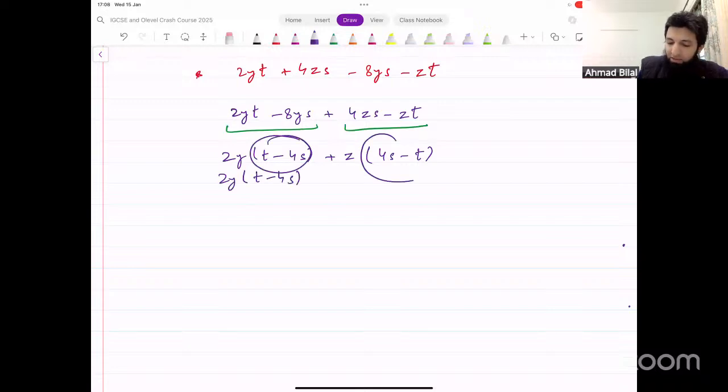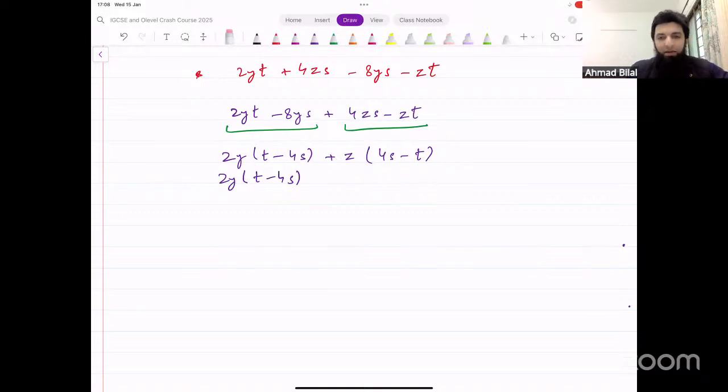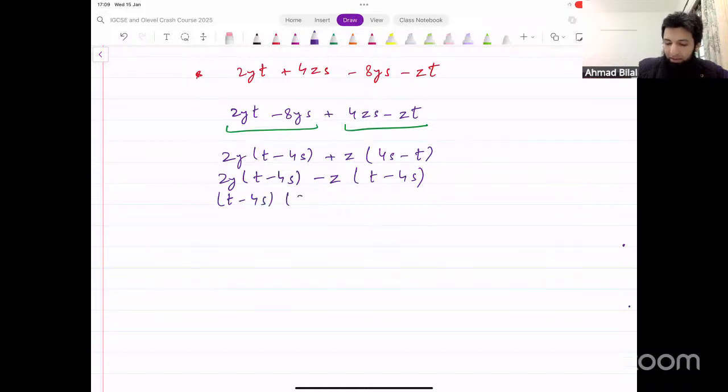Since these two brackets are not the same, that's a problem. We want the brackets to be the same. However, we notice that they are negative of each other. If one is t minus 4s, the other is 4s minus t. If I take negative common from the second bracket, I have minus z outside. Inside, it becomes minus 4s plus t. That's the same thing as t minus 4s. And now the brackets are the same. I can take t minus 4s common, and 2y minus z will be in the other bracket. This is how we could factorize this expression. This is as complicated as it could possibly get. And that's our final answer.